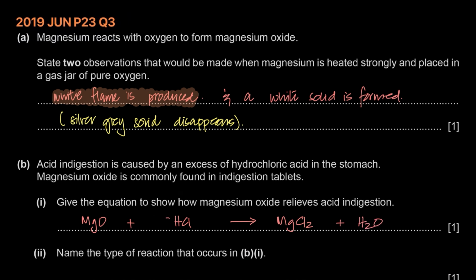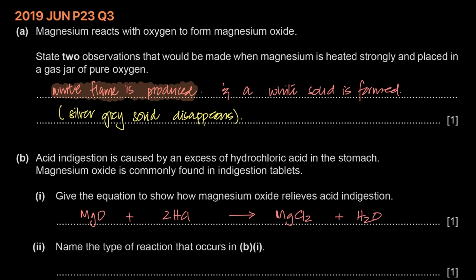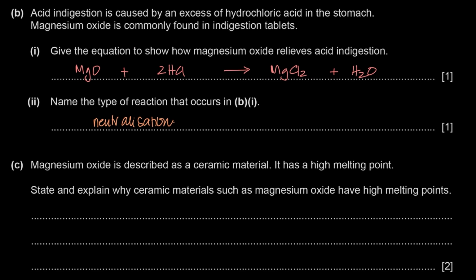They didn't ask for state symbols, so I'm not going to give them state symbols. This is like an O-level IGCSE question. Metal oxide plus acid becomes metal salt and water. Name the type of reaction this is. Well, any reaction with an acid and a base is called neutralisation. That's what this is. Generally group 2 stuff is pretty easy, as long as you don't get panicked by it.